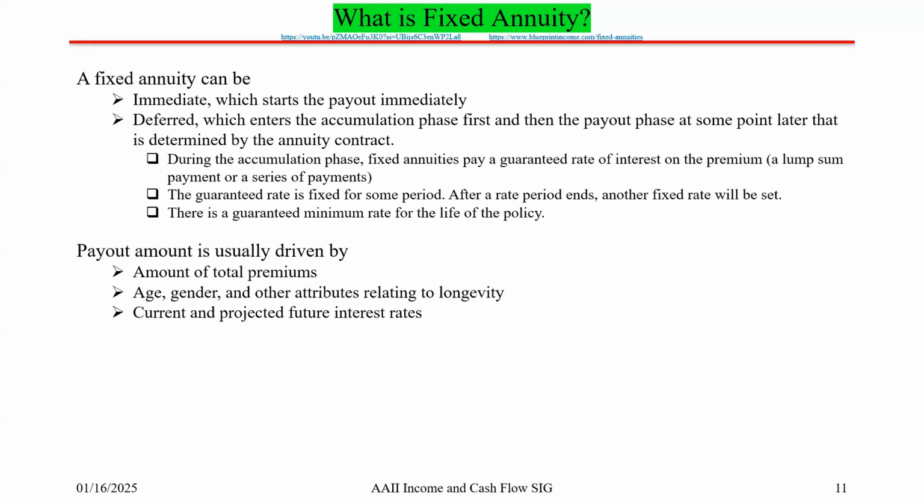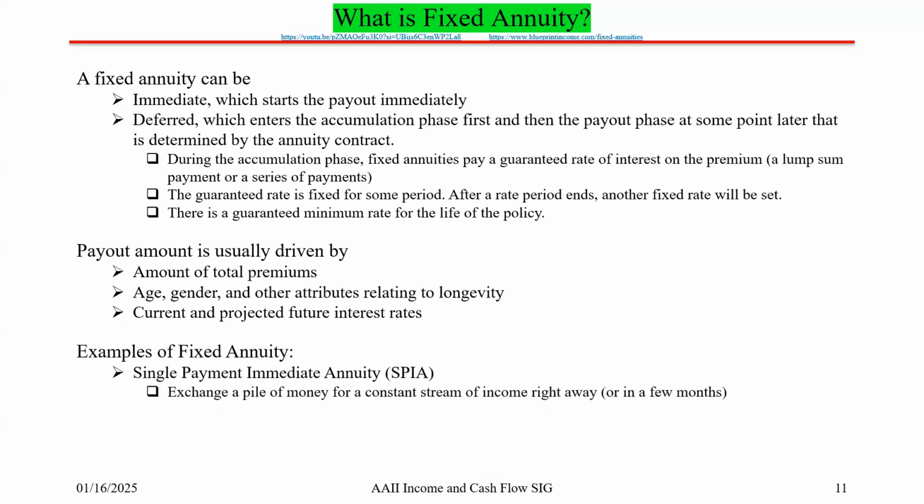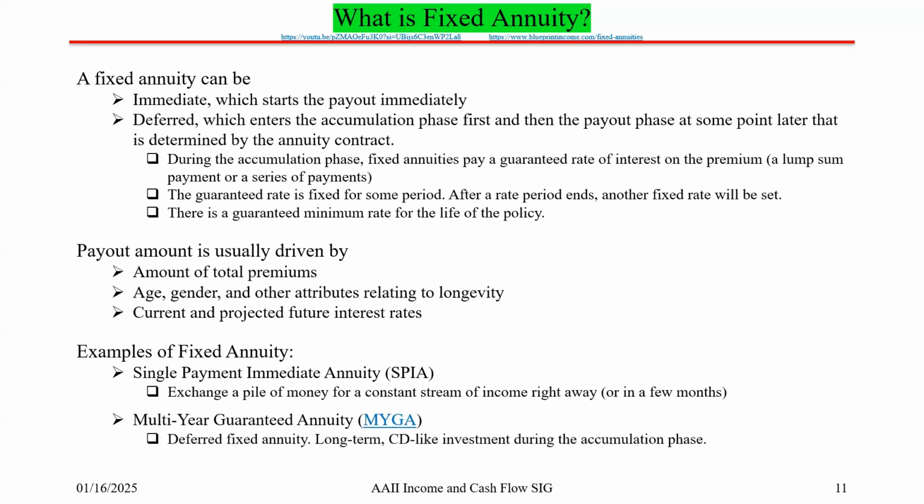Examples of fixed annuities. So two types. There's the single premium immediate annuity, SPIA. You give the company a pile of money and they start paying you a fixed amount every month. Then there's the multi-year guaranteed annuity, which is deferred, a CD-like investment during the accumulation phase.